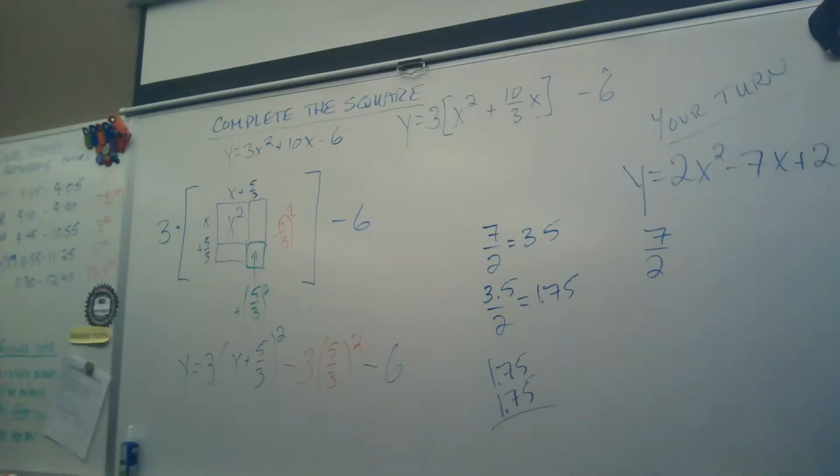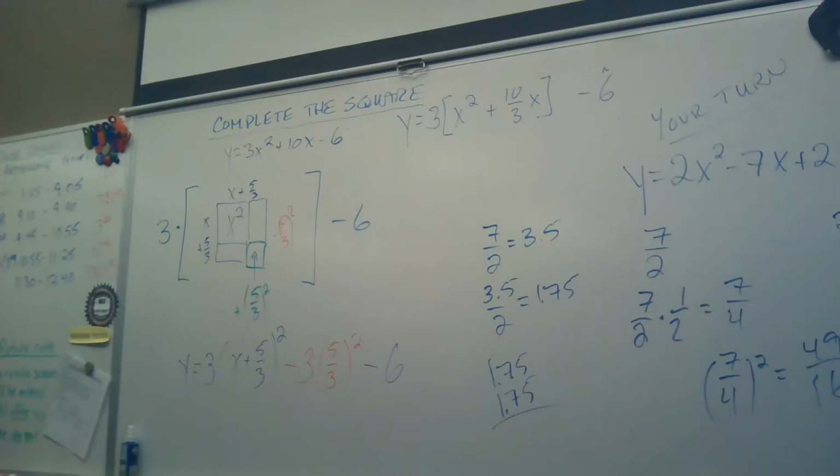7 divided by 2 is 7 over 2. 7 over 2 divided by 2 is 7 over 2 times 1/2, because divided by 2 is the same as times 1/2, agreed? Which means that that's 7 over 4. 7 over 4 squared is 49/16. But I need that twice. 2 times 49/16 is 98/16.